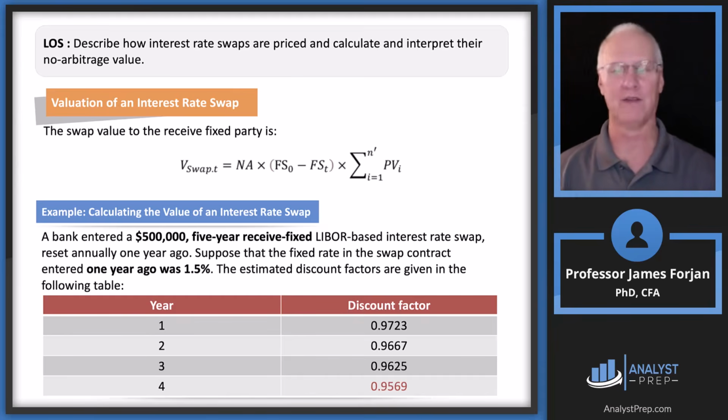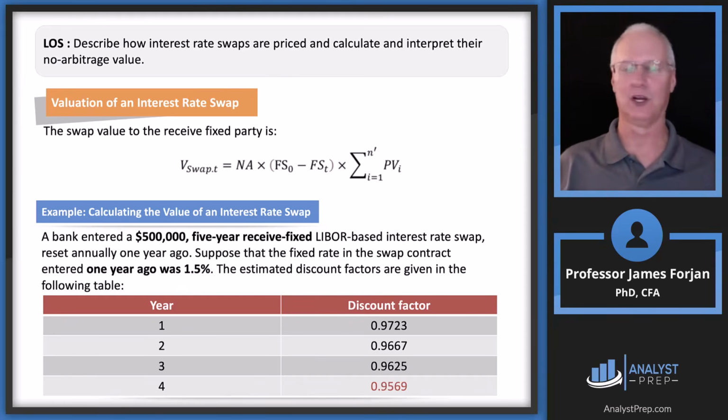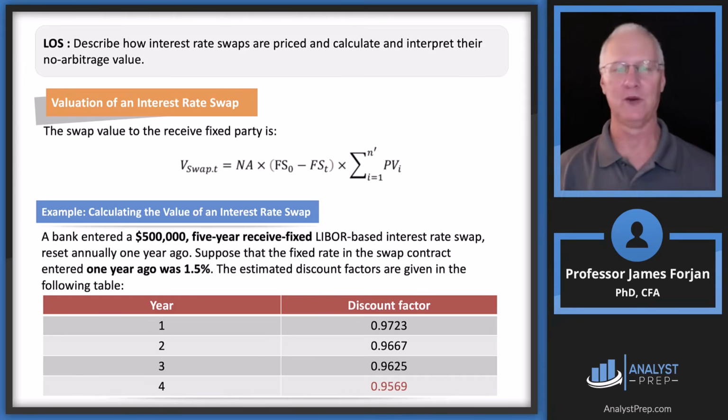And what the current fixed swap rate is. All right, so boy, I wish there was a shortcut. There is no shortcut. And so what we need to do is we need to recompute all of those things over time. So here's our example. Let's see, 500,000, 5-year, receive, that's important now, receive the fixed LIBOR.